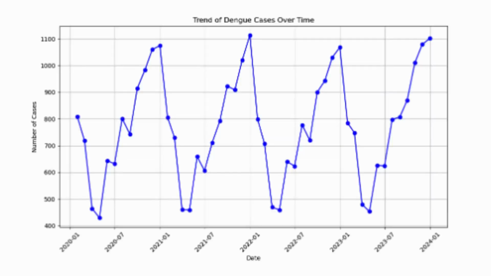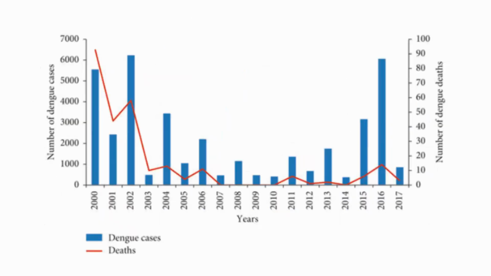And lastly, we display the chart with plt.show. This renders our line chart on the screen, showing the trend of dengue cases over time. That's it. You now have a line chart displaying the trend of dengue cases over time. This visualization can help in understanding how the outbreak evolves across different periods.